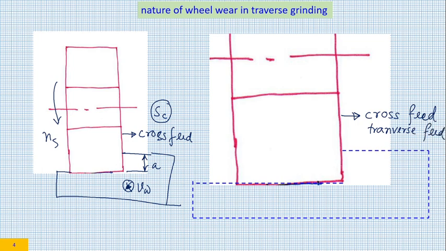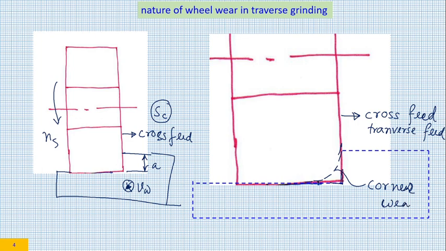Here what would happen, after some time your wheel will develop an edge rounding. There would be a rounding at the edge. So this is unfortunate. If you use such a wheel, instead of getting a nice square ground surface, there would be some amount of edge rounding which will take place. So this kind of wheel wear is called corner wear.